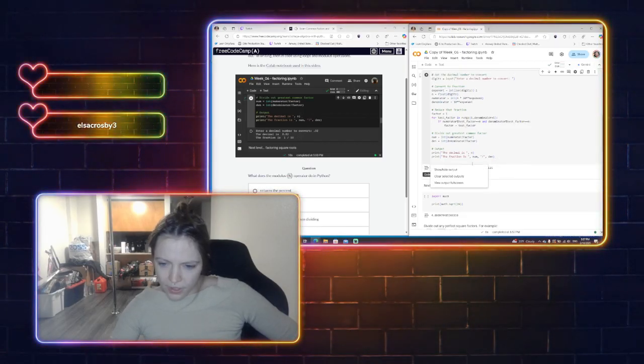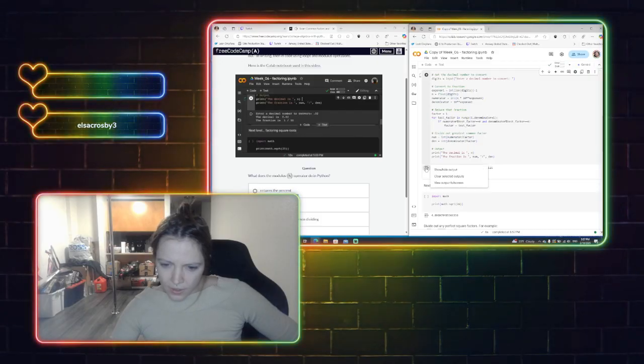So we can apply that code into other things that we've been doing. All right, now we're going to take it to the next level, factoring out square roots.